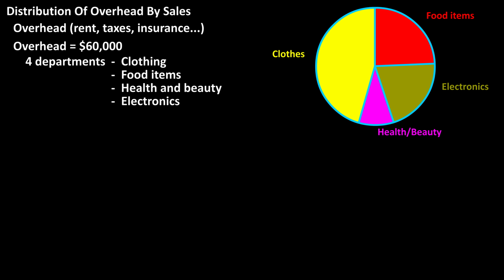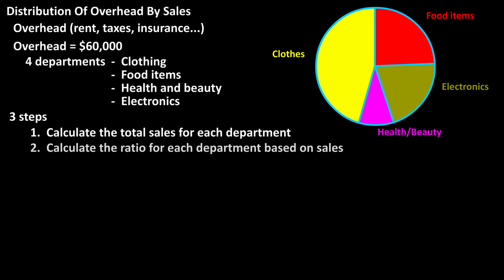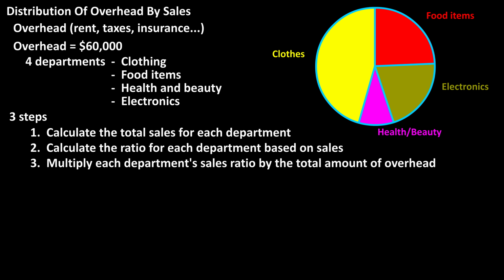To calculate the distribution of overhead by sales, there are 3 steps. Calculate the total sales for each department, calculate the ratio of each department based on sales, and then multiply each department's sales ratio by the total amount of overhead. Using our store example, let's go through this.